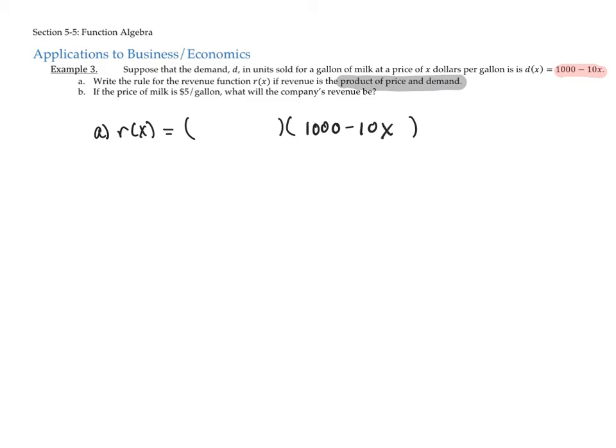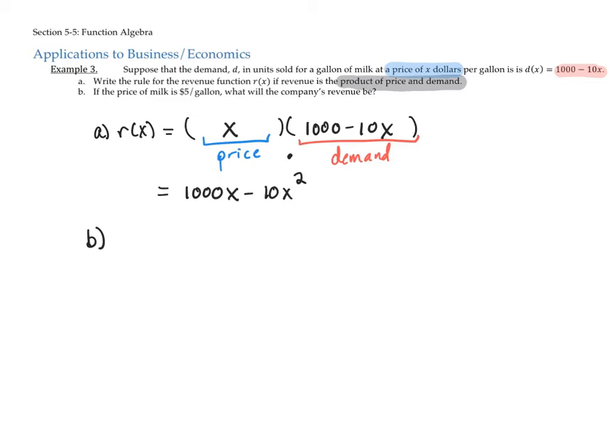And then we need to figure out the price, so this part was my demand, which I had highlighted, and they actually defined for us what the price was. They said the price was X, so a price of X dollars means right here in this first part we're going to put X, and that X is our price. So we have the product of the price and the demand, and we'll just go ahead and simplify that to 1,000x subtract 10x squared.